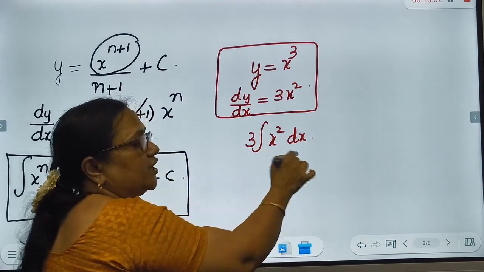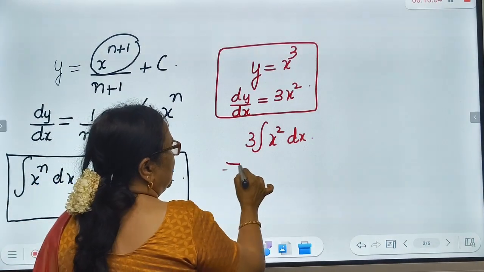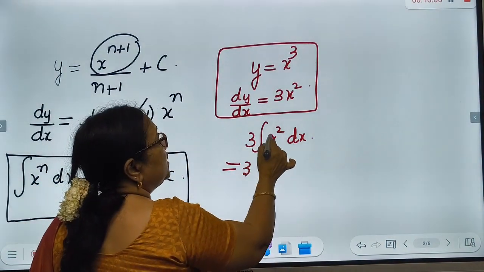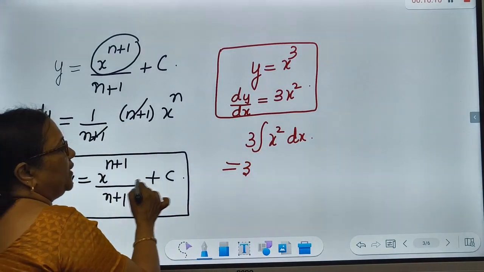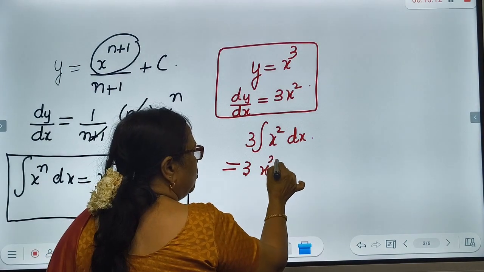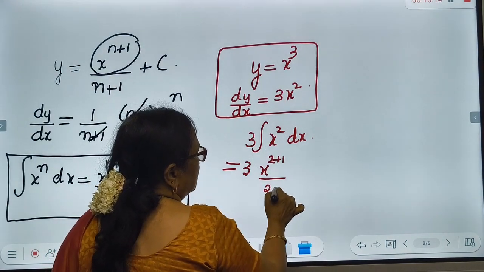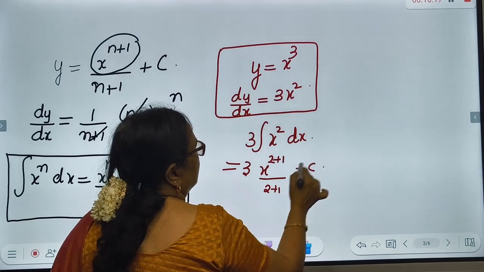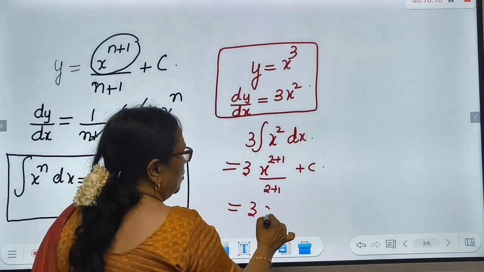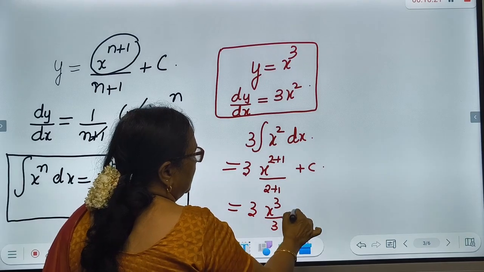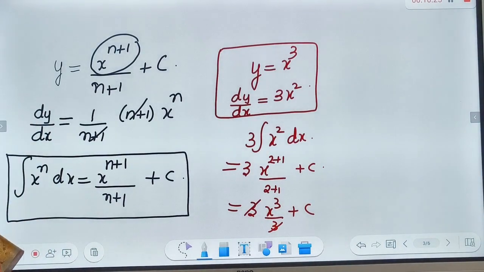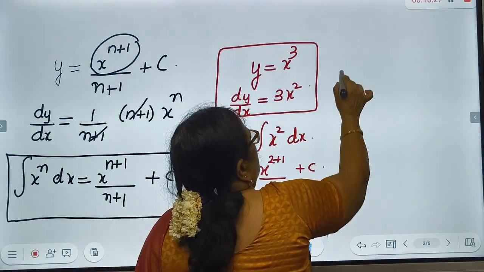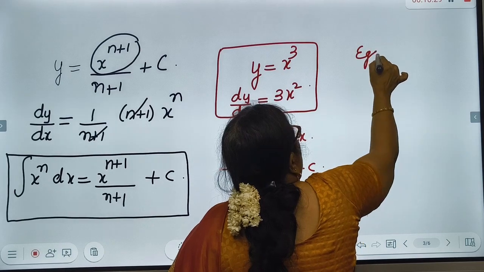3 into integral of x square dx will be 3 into, what is integral of x power n? Integral of x power n is x power n plus 1 by n plus 1. So x power 2 plus 1 by 2 plus 1 plus c. So this is 3 into x power 3 by 3 plus c. So now you got that function y equal to x cube. Okay. So some more examples we will see.